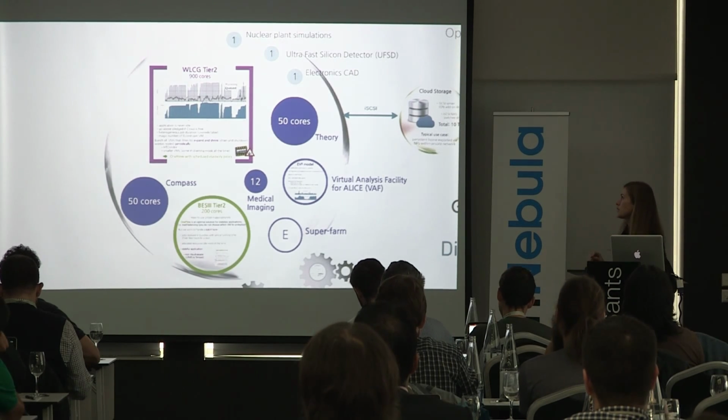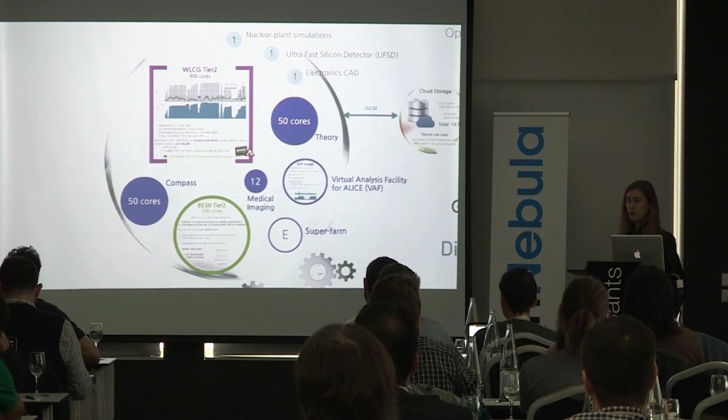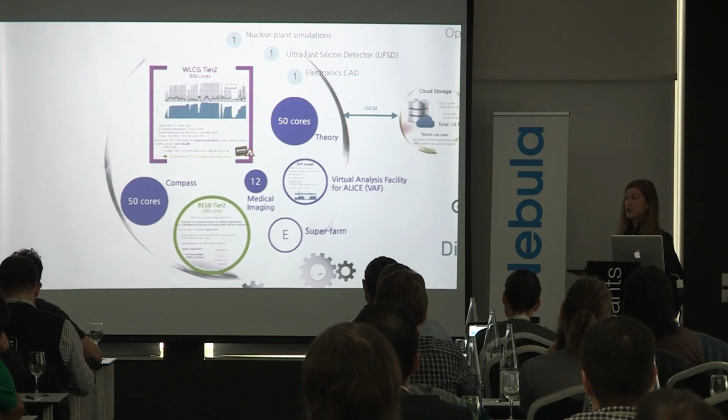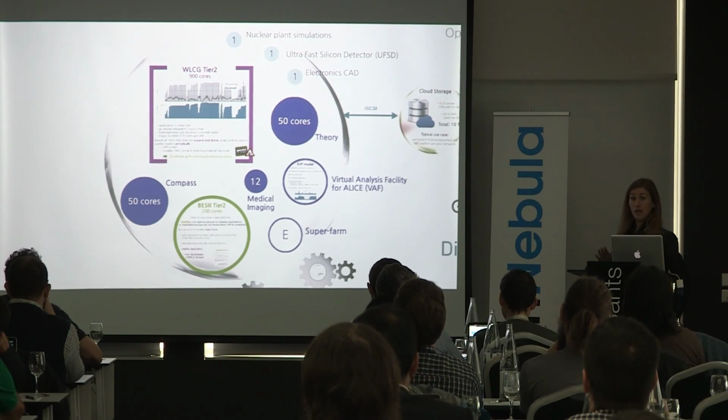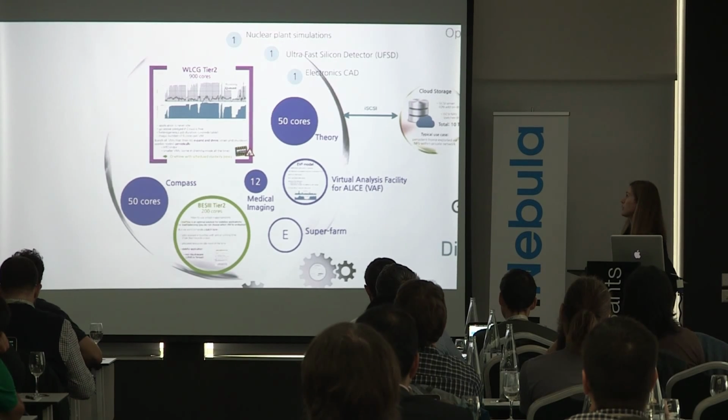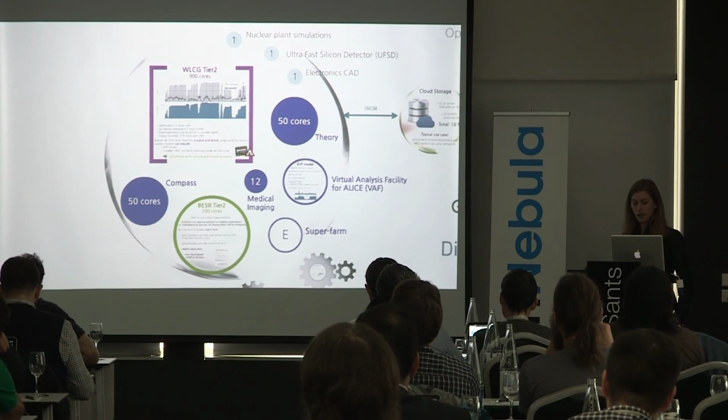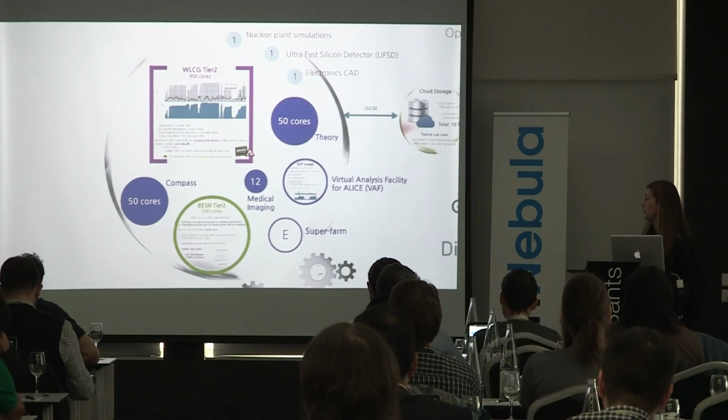And then we have some simple virtual machines, really one single machine, for example nuclear plant simulations or ultra-fast silicon detectors or electronics. These are very specific, really tailored to the needs of that particular application, and we don't need Elasticity. It is just one single machine.